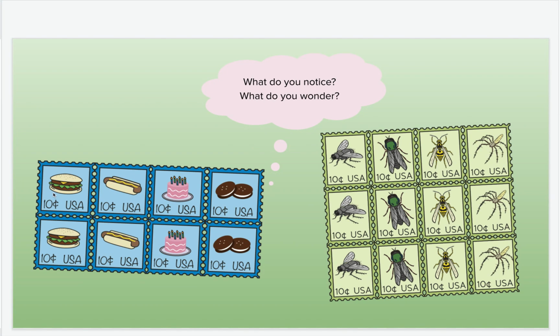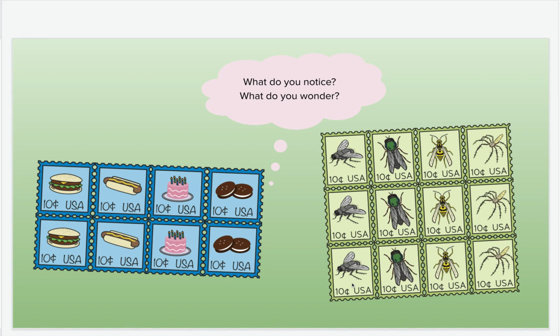I also noticed that there are 2 rows with 4 stamps in each row. This one's kind of funny. It has a bunch of insects on it. Well, not necessarily, because a spider's not an insect. I noticed that there are 2 things that look sort of like flies and one thing that looks like it would sting you if it could, and a spider. And they also cost 10 cents.